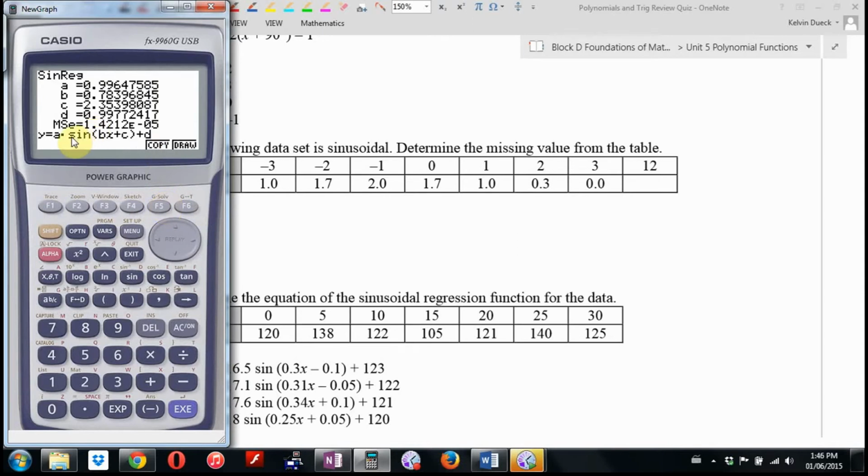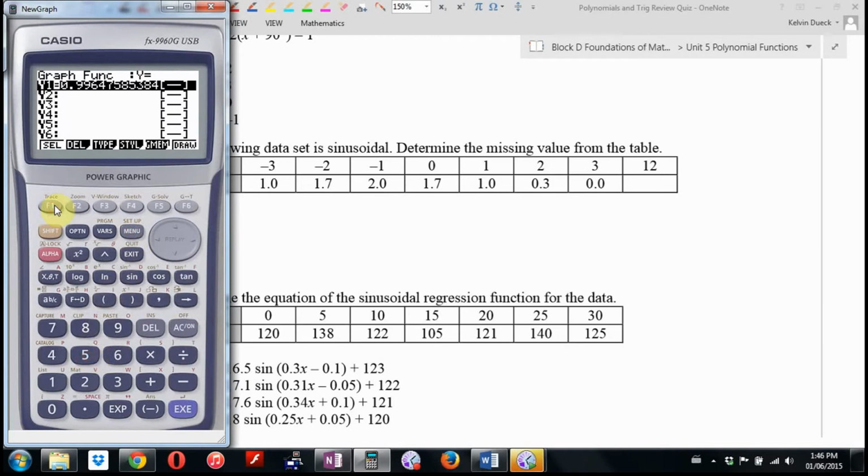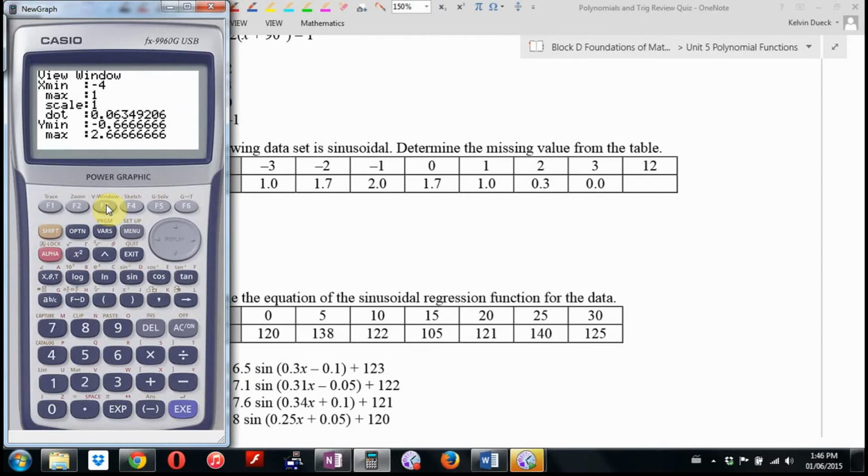Okay. The equation is y equals 0.996. I bet you the actual amplitude is 1, but 0.996 sine 0.784 x plus 2.354 bracket plus 0.9, probably plus 1 again. But there's my equation. Copy. Execute. Menu. Go into the graph menu. Turn that graph back on. And it wants me to find when x is 12. So I better go from -4 to 14 past 12.